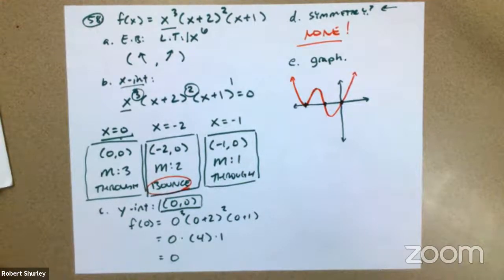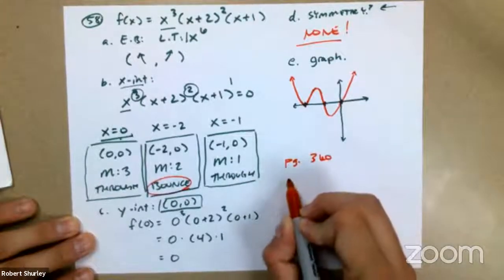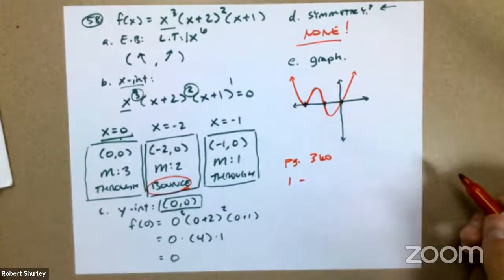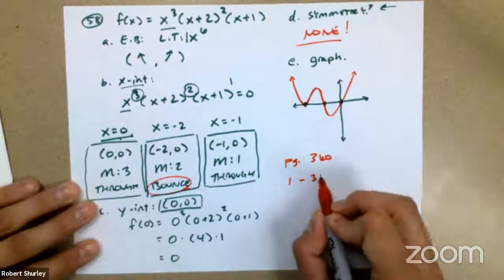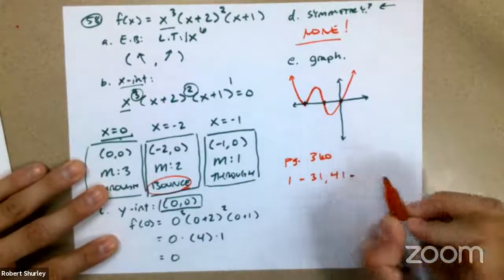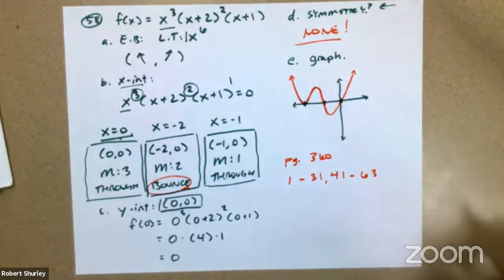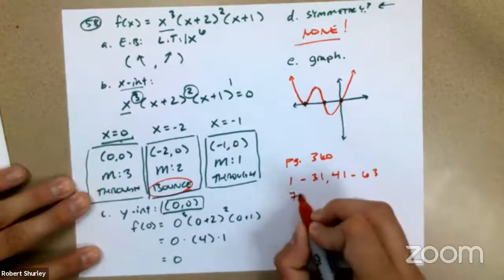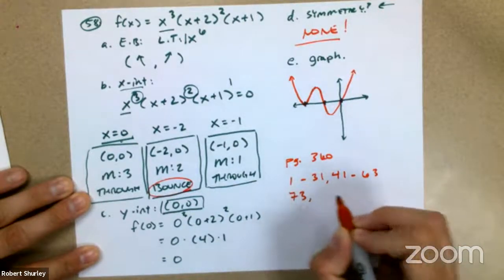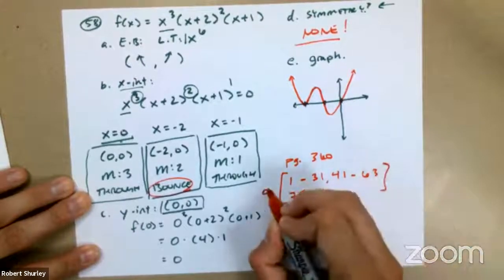Okay, so let's look at homework. Page 360. Let's do 1 through 31, and then we're going to jump over the intermediate value questions. Do 41 through 63. All these are going to be odd, guys. And then 73 and 75. So all these are going to be hard.